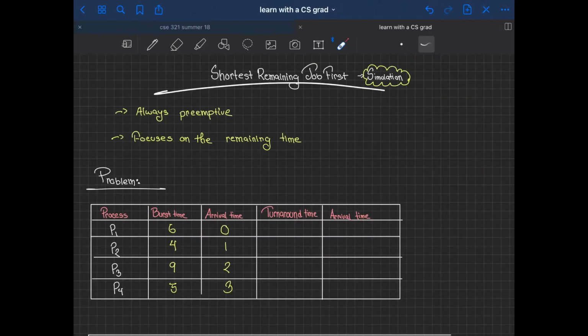Hey guys, welcome back to another video, and today we'll be covering another scheduling algorithm from OS, which is known as the shortest remaining job first algorithm. So we'll be looking into the simulation.